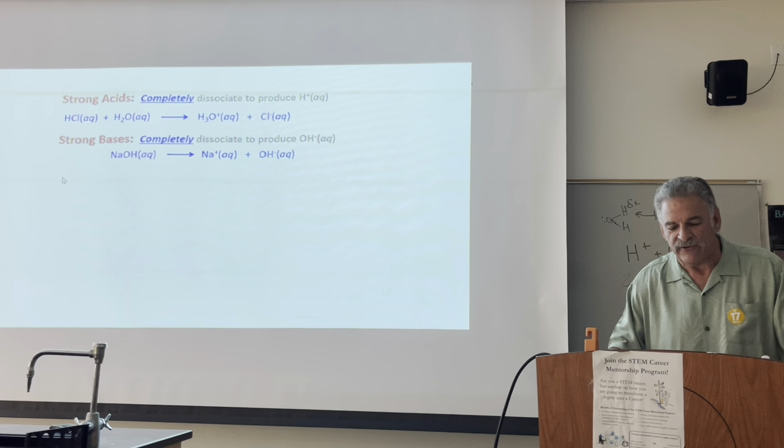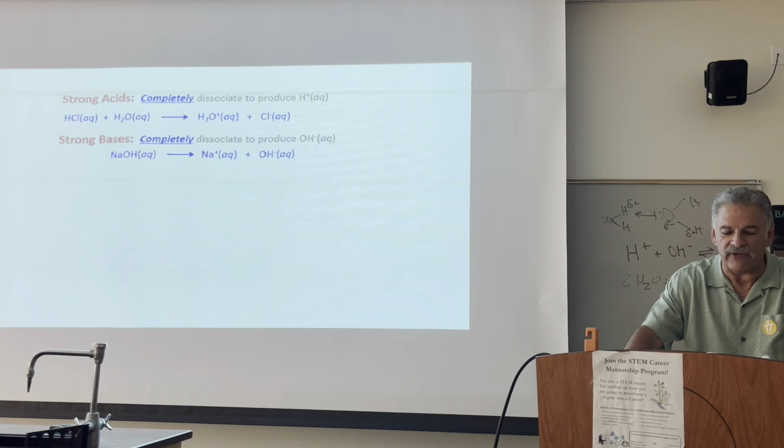Strong bases completely dissociate to produce OH minus. So sodium hydroxide is an example of a strong base. It's also called lye. It's also used in the production of soap. You don't want to touch it with your fingers. It feels good though, like it just softens it. Anyway, you don't want to touch it with your fingers because you could use too much.